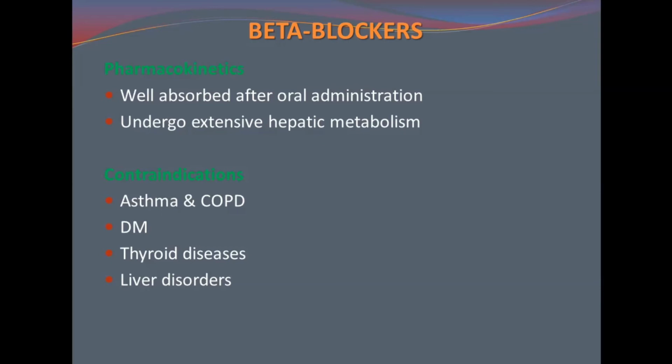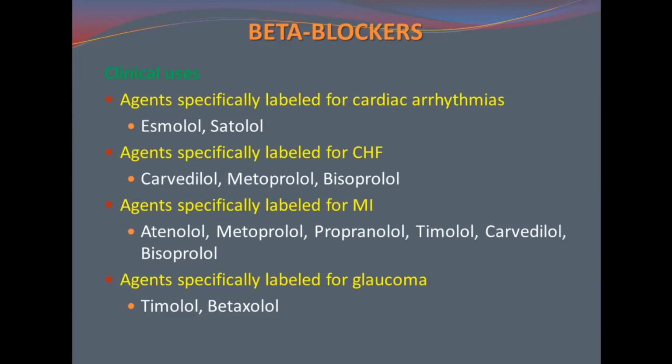The clinical uses of beta blockers are: these drugs are used in cardiac arrhythmias, and the prime drugs are esmolol, sotalol, while in cardiac failure, the main drugs are carvedilol, metoprolol, bisoprolol. Other drugs which are specifically labeled for hypertension, angina and myocardial infarction are atenolol, metoprolol, propranolol, timolol, carvedilol, bisoprolol. Other drugs specifically used for glaucoma are timolol and metipranolol.